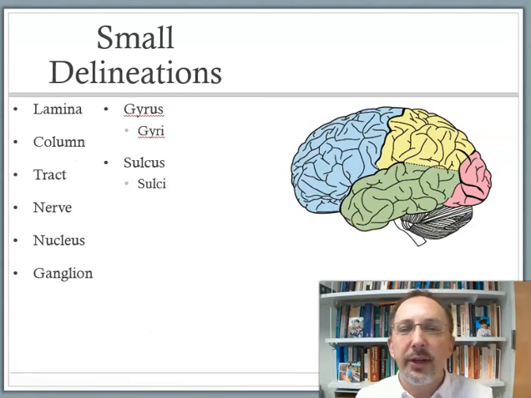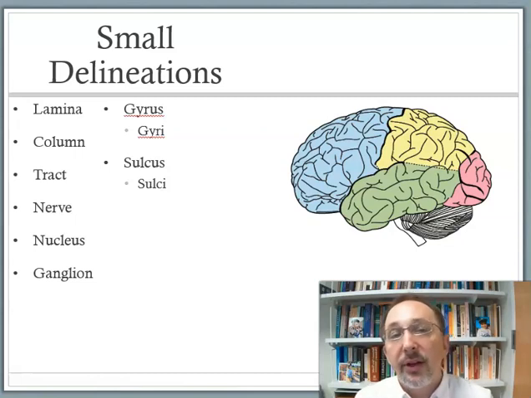The small delineations help us to find our way around to some extent, and also help us to understand when we're talking about the brain, we're going to see these terms quite often. Lamina. Well, lamina are layers. And so these laminae and these columns organize brain function. Very visible in the occipital lobe, but throughout the brain, they're there.